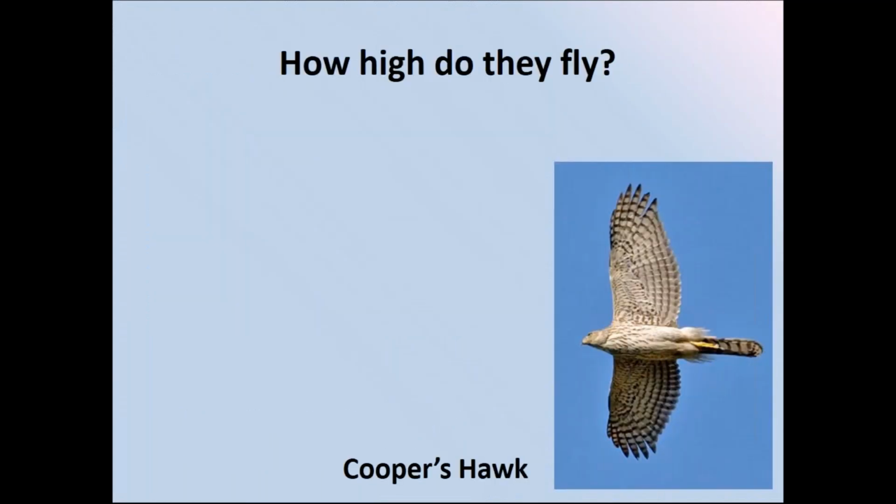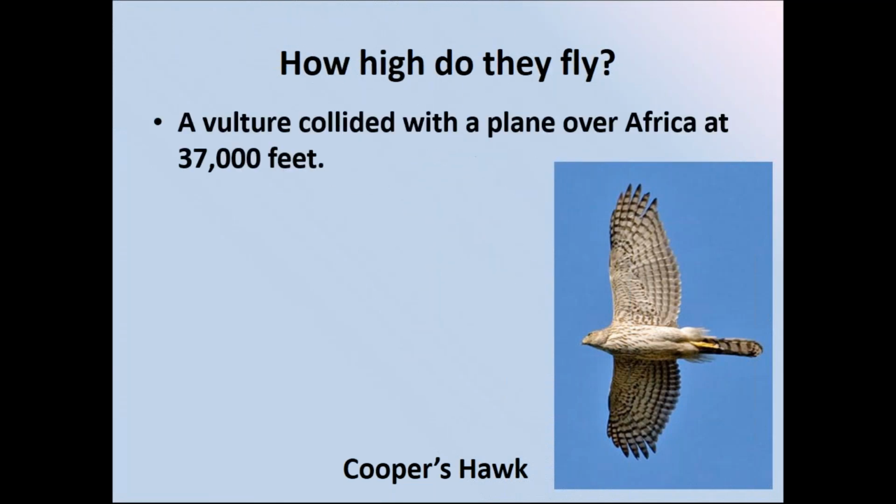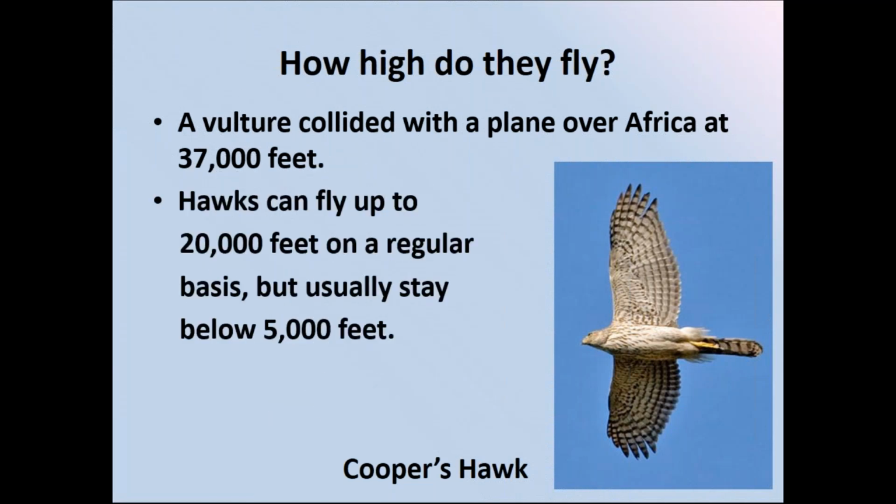Now, how high do birds fly when they migrate? Of course, this varies tremendously. If you're looking for world records, it might be this vulture that was clocked at 37,000 feet, but that's not typical. Hawks, of course, can fly high, and sometimes they do, but they prefer to stay at 5,000 feet or below unless there's something in their way they need to get over, like a mountain range.